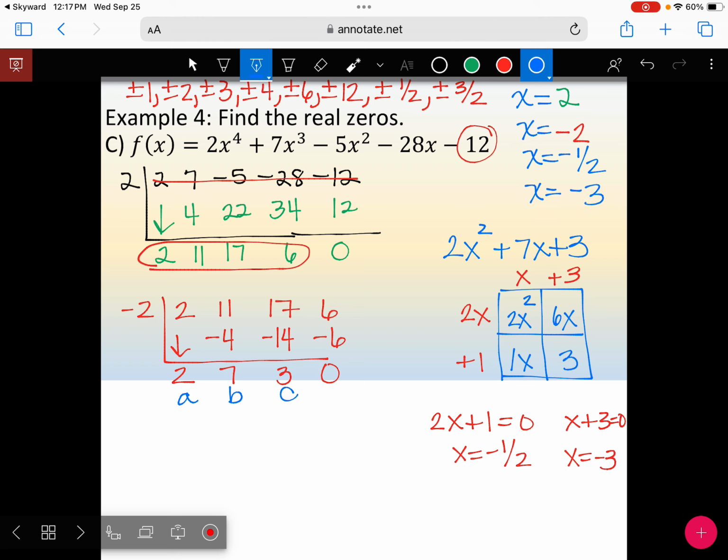And that's as high as we will go. We're not going to give you a 5th degree. If it was a 5th degree, you would have to find 3 before you would factor. You have to keep going. But the highest you're going to get is a 4th degree. We're going to practice this some more tomorrow.